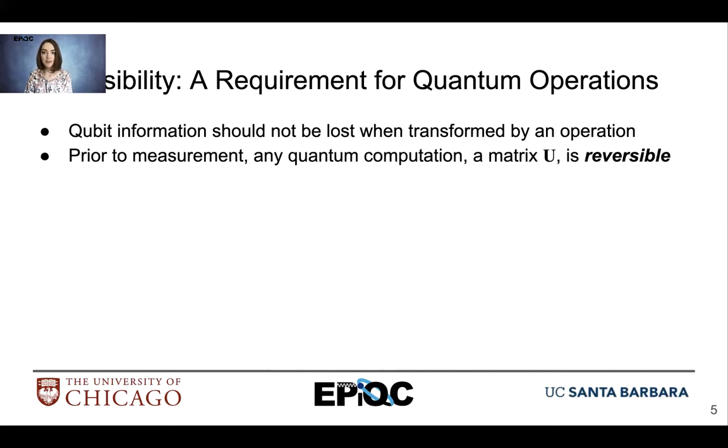We don't want to lose any information about our quantum state. So prior to measurement, any quantum computation must be able to be reversed. If we have a matrix U representing our quantum operation, it is reversible. So we can have an input to our circuit recovered using the output and the function inverse, which we are going to call U raised to -1.